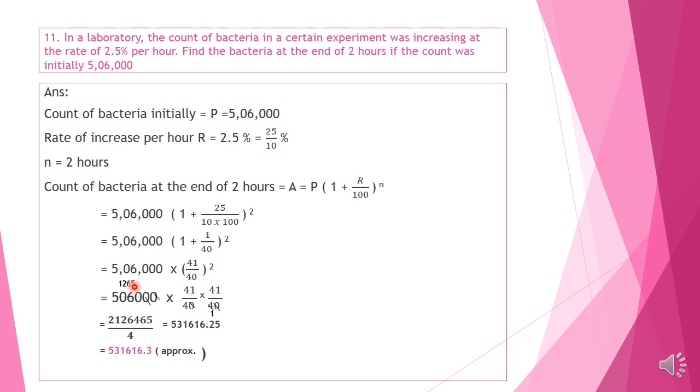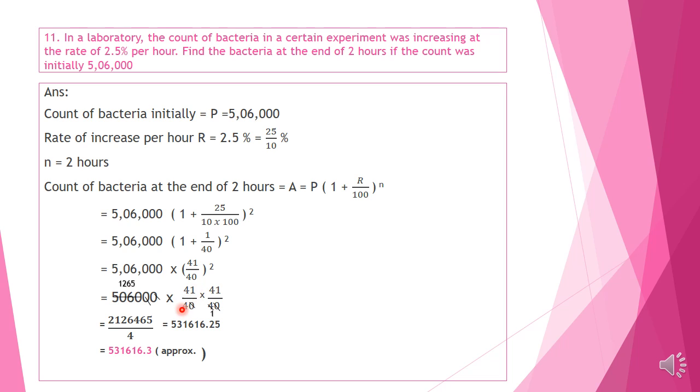1265. How, children? In 5 we can take 1 4, then remainder 1, 1 0 10. In 10, 2 4s are 8, remainder 2, 2 6 26. How many 4s are there in 26? 6 4s are 24, and 26 minus 24 is 2, 2 and 0, 20. In 20 we have 5 4s. Okay, so we have on the numerator side 1265 into 41 into 41.